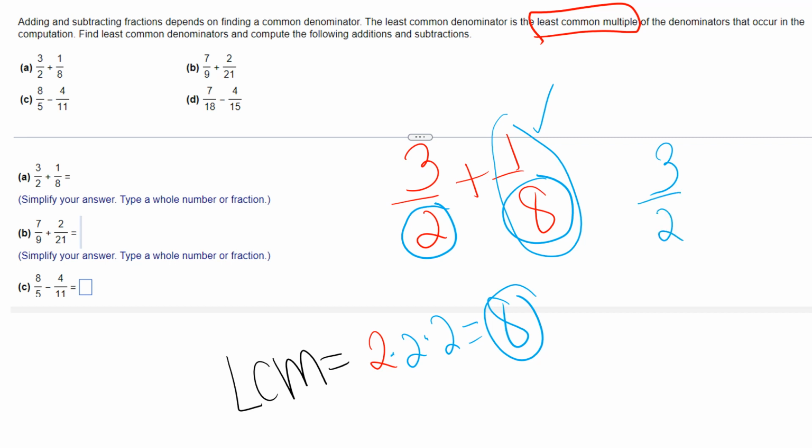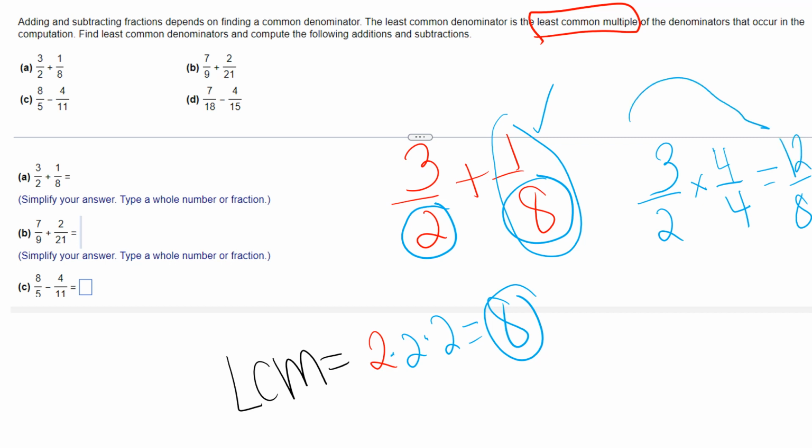So I need to ask myself, what do I need to multiply by to get me 8 in the denominator, okay? Well, to go from 2 to 8, I need to multiply by 4. 2 times 4 gets me to 8. And whatever I do to my denominator, I have to do to my numerator. I can always multiply by a factor of 1, right? 4 over 4 is 1. 3/2 times 1 is not going to change the value. It's just going to change the way this looks. So if I multiply my denominator by 4, I better be multiplying my numerator by 4. So 3 times 4 is 12.